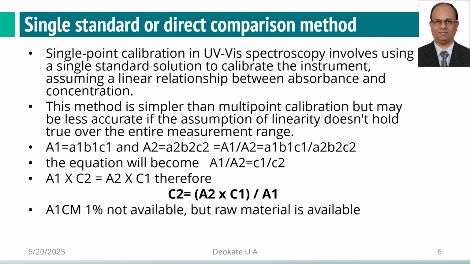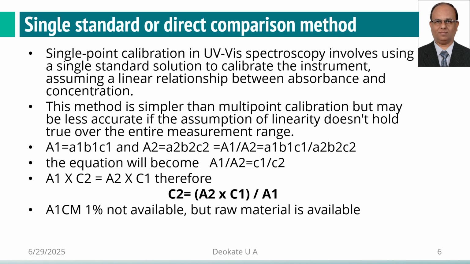So we will focus on the three methods which are used for quantitative estimation. The first one is the single standard or direct comparison method. A single point calibration in UV visible spectroscopy involves using a single standard solution to calibrate the instrument, assuming a linear relationship between absorbance and concentration. This method is simpler than multi-point calibration, but may be less accurate if the assumption of linearity doesn't hold true over the entire measurement range.